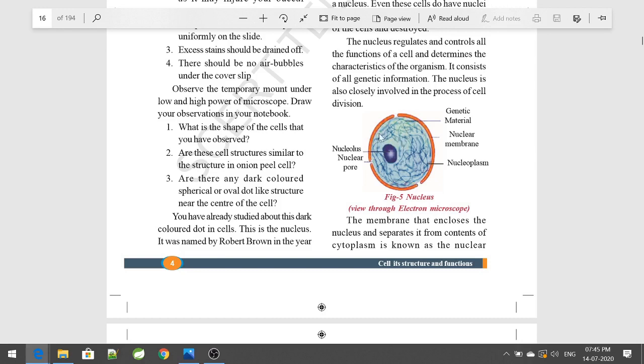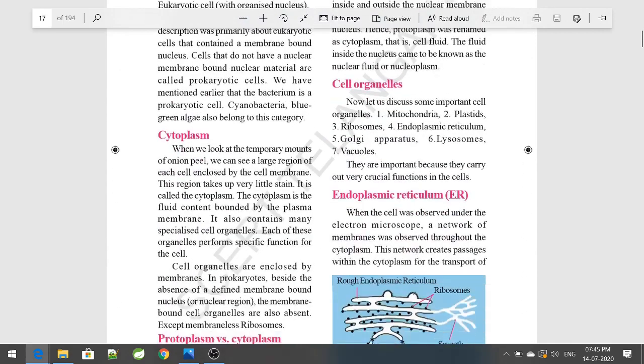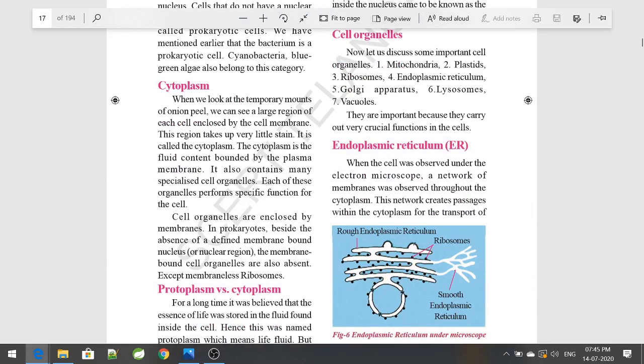For genetic information, for the synthesis of proteins, we need pores, so that the messages are transferred through these pores. So nuclear membrane, genetic material, this is DNA. Okay, and cytoplasm is a fluid.